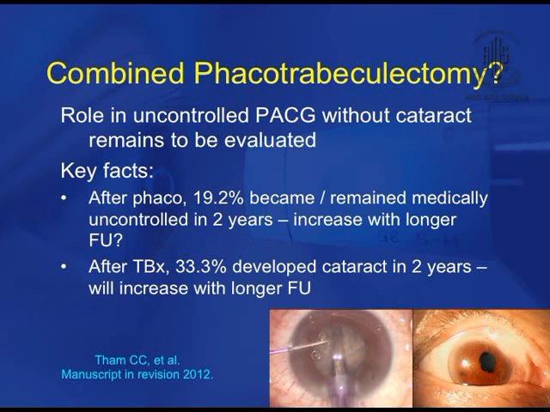Of course, in our study, we didn't address the role of phacotrabeculectomy in this group of patients. When you consider phacotrabeculectomy in this group of patients, you have to bear in mind these key facts. After clear lens extraction, 1 in 5 of the cases were indicated for trabeculectomy during the first 24 months after surgery. And after trabeculectomy alone, 1/3 of the cases developed cataract within the first 2 years.